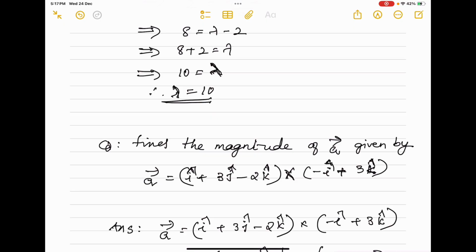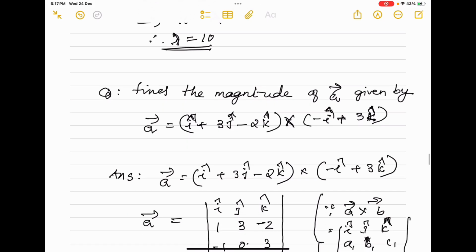Next question is, find the magnitude of vector A given by vector A equal to (i cap plus 3j cap minus 2k cap) cross (negative i cap plus 3k cap). Here this vector A is in the form of a cross product of two vectors. So first we want to find that cross product.